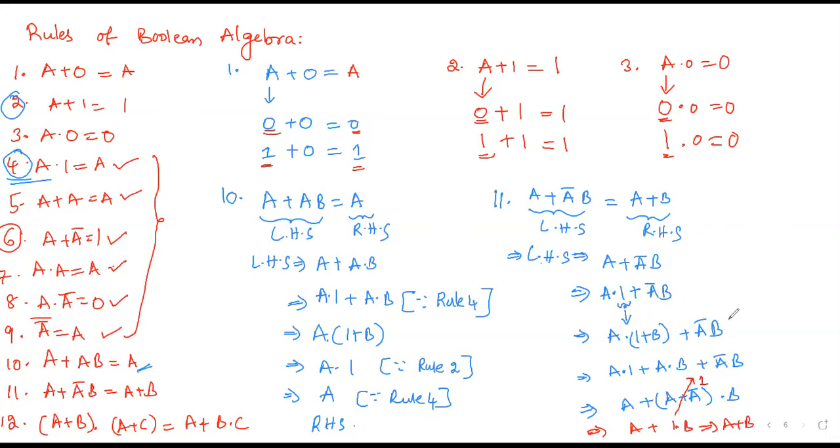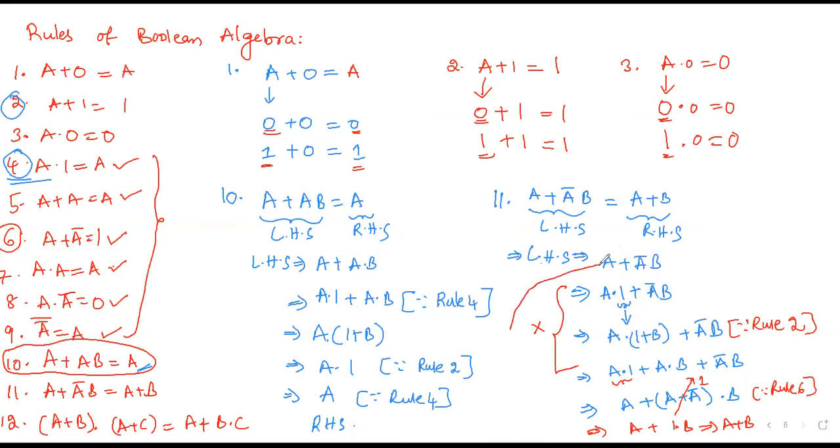So here I am using the rule number 2. Again here a into 1 is equal to a using rule number 4. Again here I am using rule number 6. Since rule 6, you can write a plus a bar is equal to 1. Or instead of going with this method, these two steps you can eliminate by applying directly rule number 10.